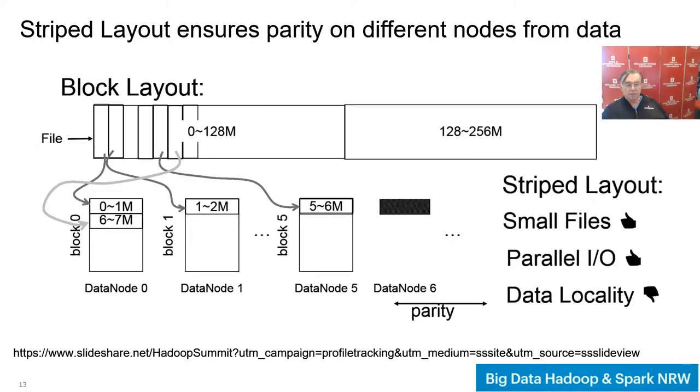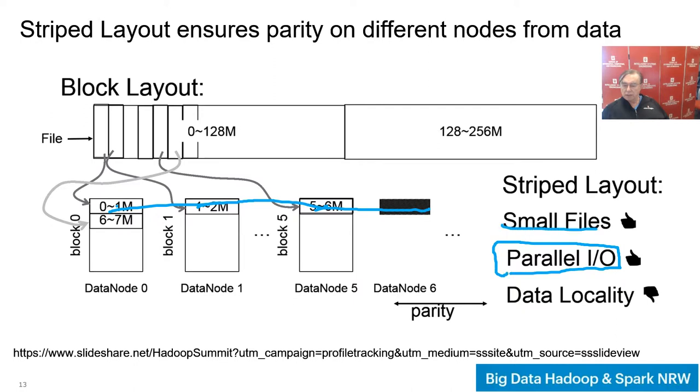However, that doesn't work so well for small files, and so an alternative is what I would call a scattered decomposition. You have your 128 megabyte block and you store the first megabyte on block 0, the second megabyte in block 1, and so on, and you do your Reed-Solomon encoding across this stripe of megabyte units. And this allows better parallelism because you're spreading your data over more disks.